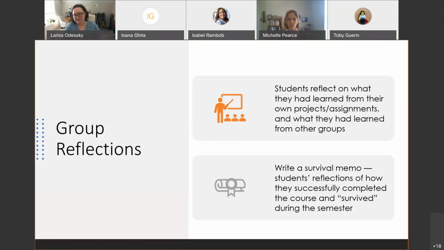And again, a survival memo works really well at the end of the course as a reflection if you want to have a group one. How did they successfully complete the course? How did they survive? What lessons did they learn, and what would they have done before they came?